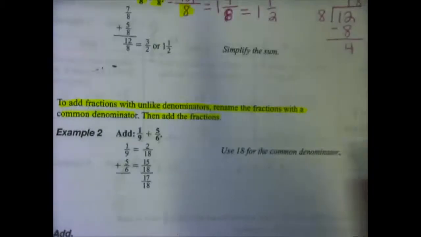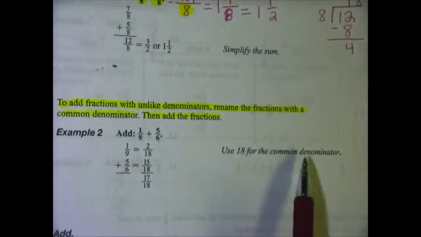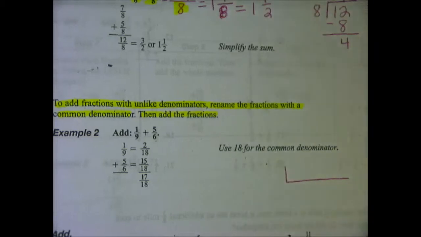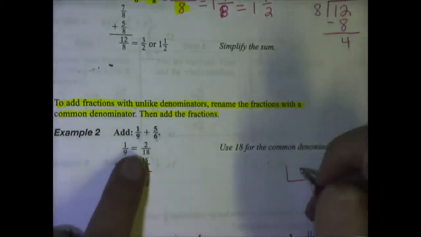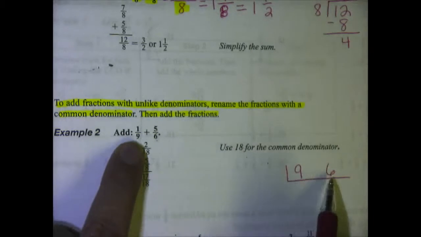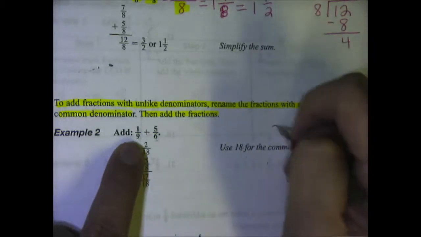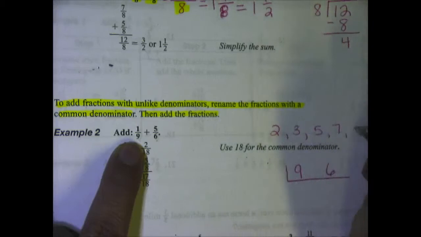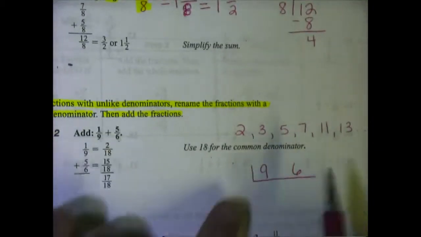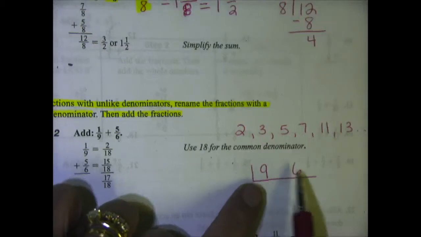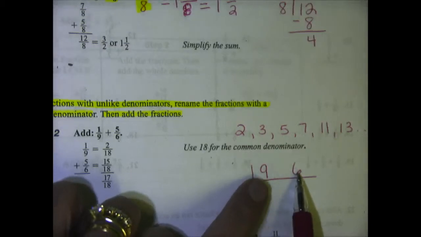So right away it tells us we're going to use 18 for the common denominator, but here's how I would get that. I use what I call the ladder method. I take both denominators, 9 and 6, right from the fractions, put it inside my box. We're going to have prime numbers, 2, 3, 5, 7, 11, 13, and they keep going, but those are the ones we'll start with. And we'll take both numbers and ask, are these numbers divisible by 2? Well, 6 is, but 9 is not.